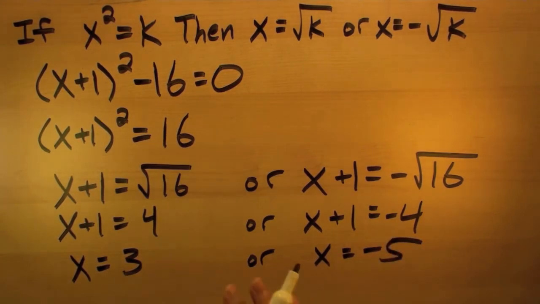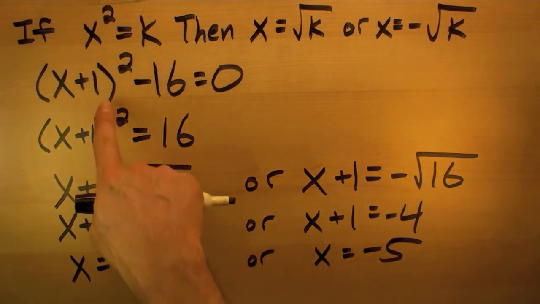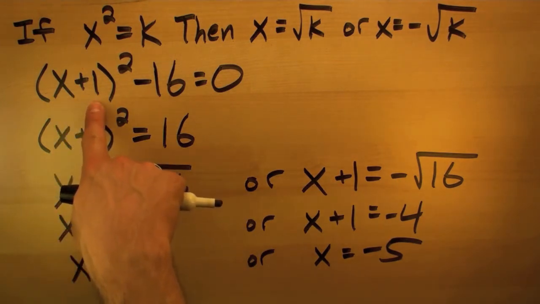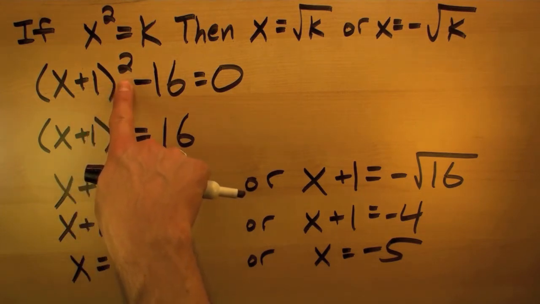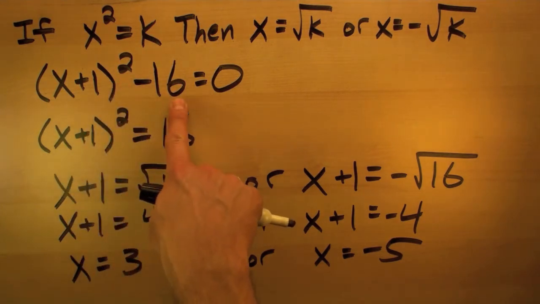And again, plug either one of these answers into the original equation, you'll get a true statement. For instance, if we stick 3 in here, we get 3 plus 1, which is 4, squared is 16. 16 minus 16 is 0.